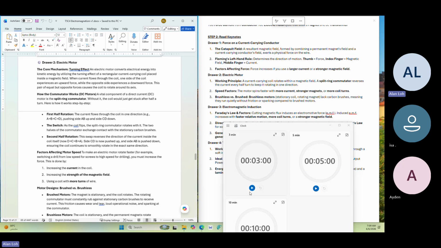Okay, drawer 2, we'll do 3 minutes. Let's start now. The intention is to move from level 4 to level 5 of your understanding. 2 more minutes.